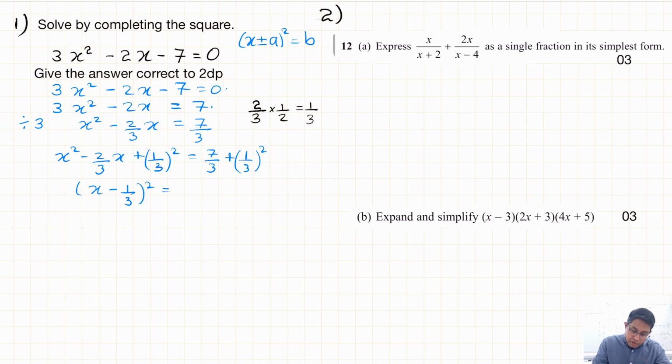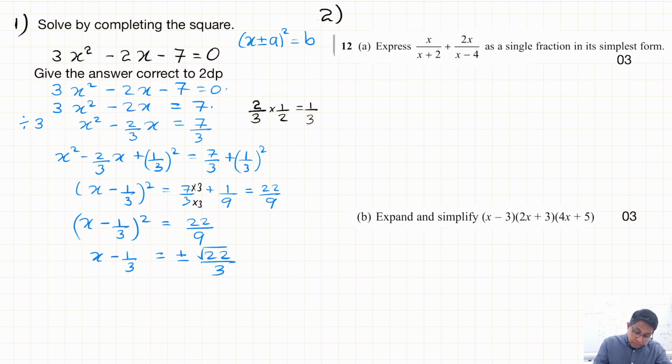On the right hand side, you have 7 over 3 plus the square of 1 over 3, which is 1 over 9. You can simplify the right hand side, make 9 the common denominator. You would get 22 over 9 on the right hand side. Now you have this form here. To solve this equation, you have to take the square root of both sides. Don't forget to write plus or minus. You can split this into two equations, positive value or negative value.